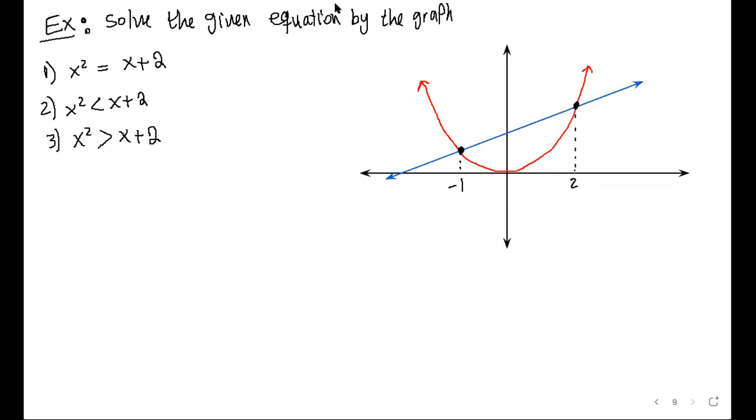Who will do the first one? What is the solution for x squared equal x plus 2? So this is x squared, the red one, and the blue one is x plus 2.